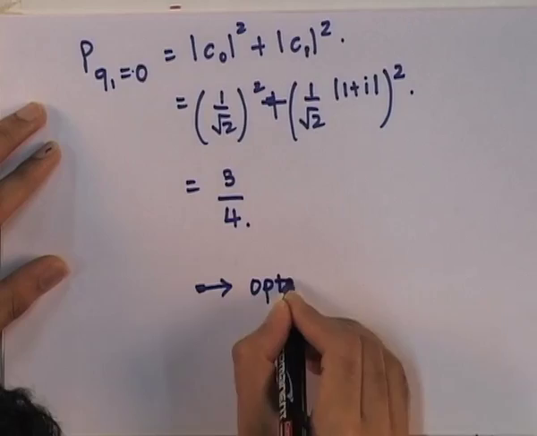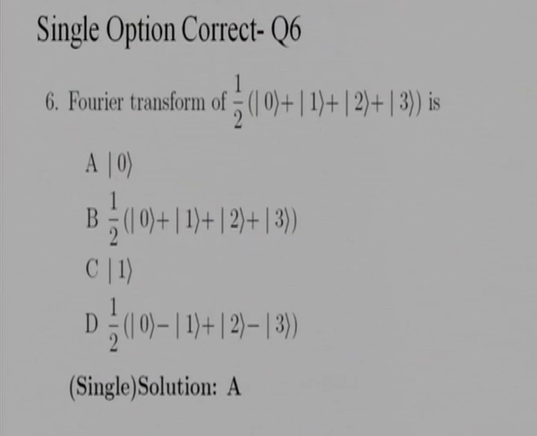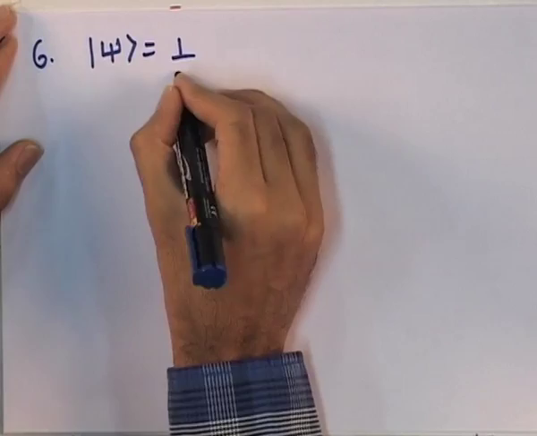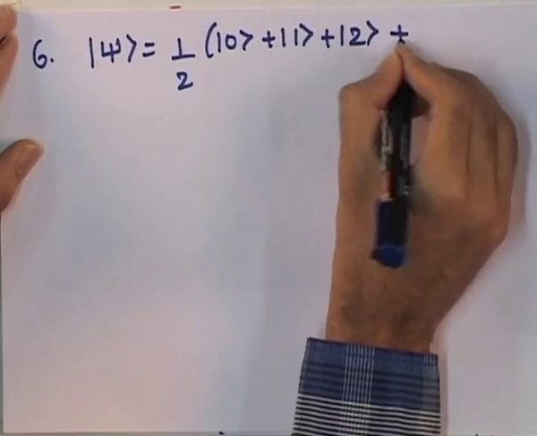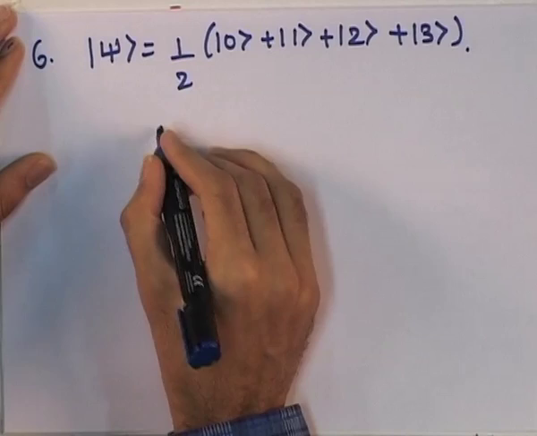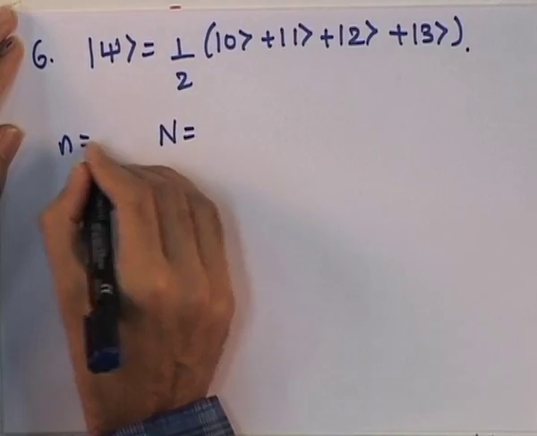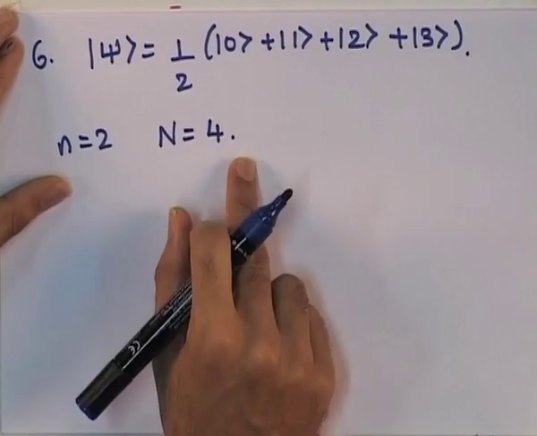Now let's solve question 6. Question 6 again asks us to find the Fourier transform of a state. So the given state is 1 upon 2 times 0 plus 1 plus 2 plus 3. It would be reasonable to assume here that the question is dealing with a 2 qubit state where small n is equal to 2 and capital N is equal to 4. So we get states going from 0 to N minus 1, that is 0 to 3.